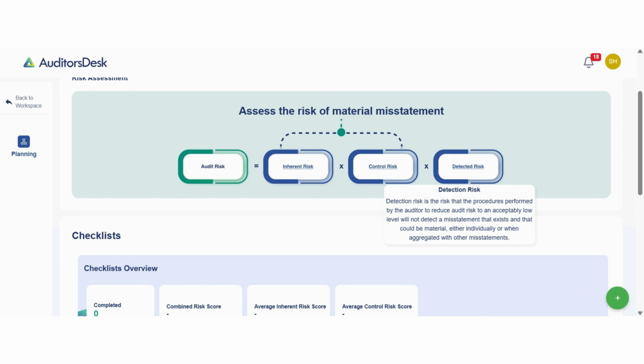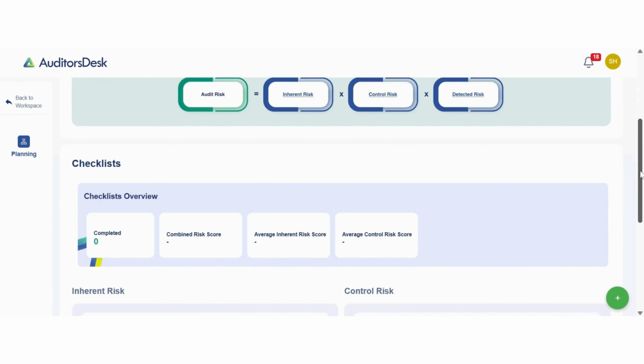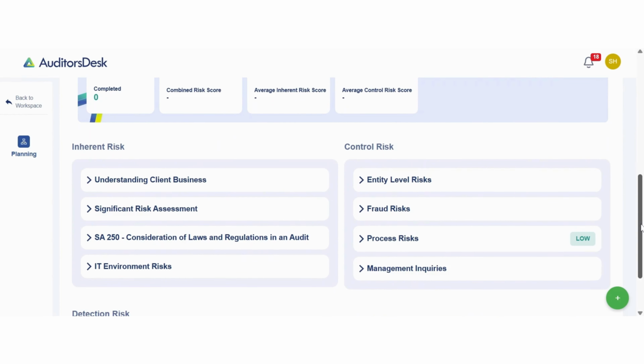As part of risk assessment, we now focus on control risk. Control risk is the risk that material misstatements will not be prevented, detected, or corrected by the client's internal control system. Even with a strong environment, if controls are poorly designed or inconsistently applied, the risk remains high. In our software, control risk is divided into four detailed areas.